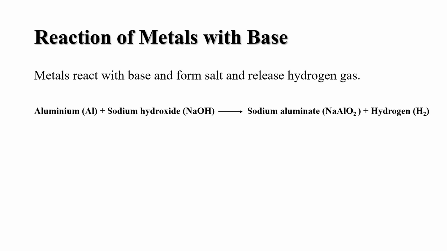And let us discuss the reaction of metals with bases. When a metal reacts with a base, it forms salt and releases hydrogen gas. For example, when aluminium reacts with sodium hydroxide, it forms sodium aluminate, which is a salt, and releases hydrogen gas.